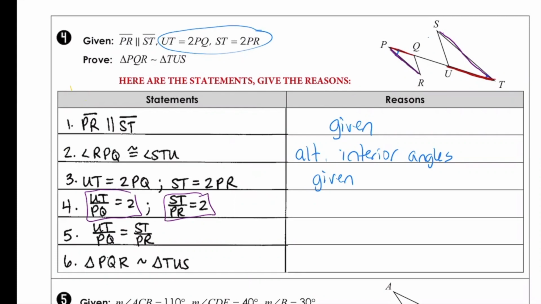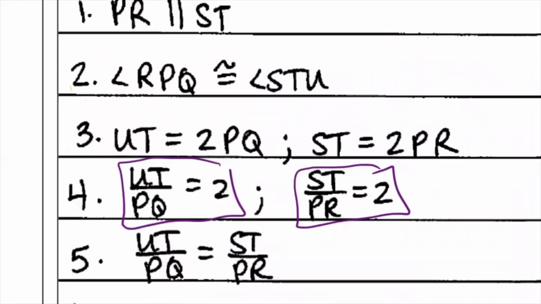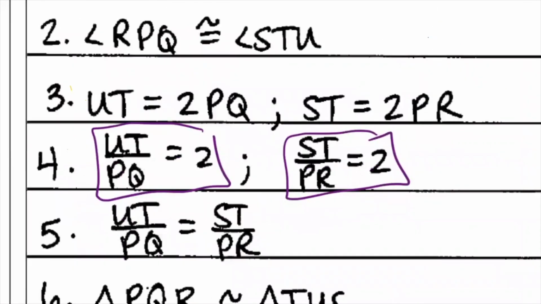Is it midpoint? Well, look at number 3. You guys see that? Number 3 is an equation. UT equals 2 PQ. What if I divided both sides by PQ? Wouldn't the PQs cancel and you get UT over PQ equals 2? And then on this side, we would divide both sides by PR.